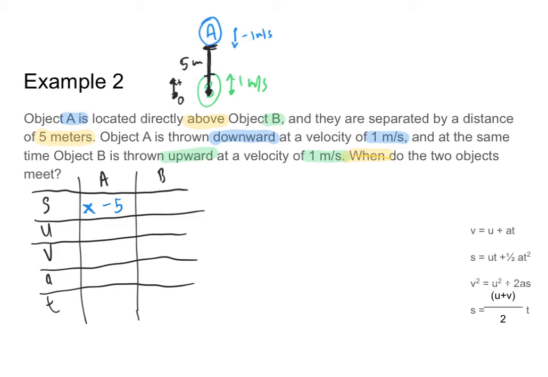Similarly, I know that B's initial position is 0, and B and A both end at the same final position X, because that's what it means for them to meet. I know that they are both in free fall, so that means that they both have the same acceleration of negative 9.8 meters per second squared, and that is because, again, we know it's a free fall scenario.